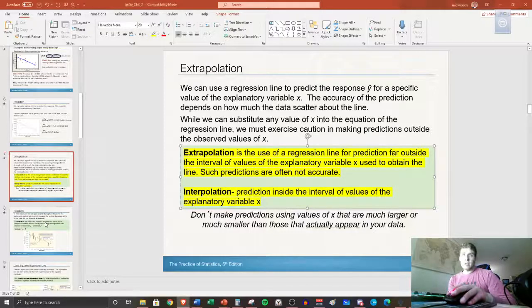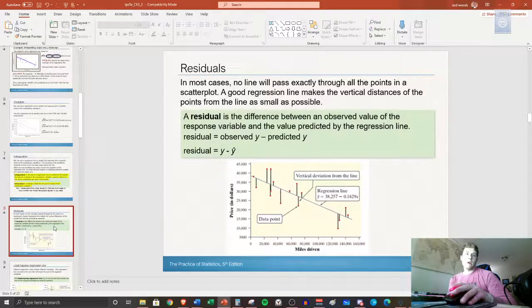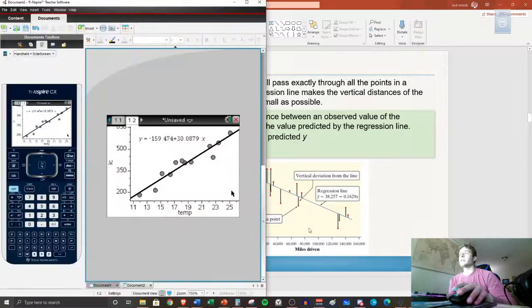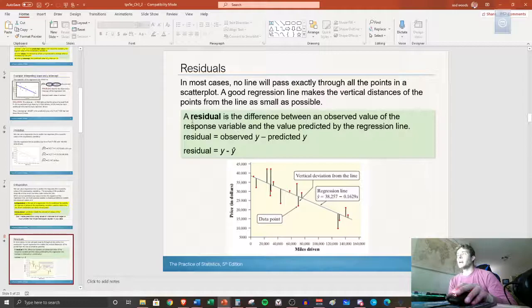Okay, next we're going to talk about residuals, and this will probably be our last topic today. So in most cases, no line will pass exactly through all the points in a scatter plot. That's almost always guaranteed. Like none of these lines here from our example, or there's just a few points. So this one here is probably the best one. Look at that, it kind of got cut straight through it. But that's very rare, okay?